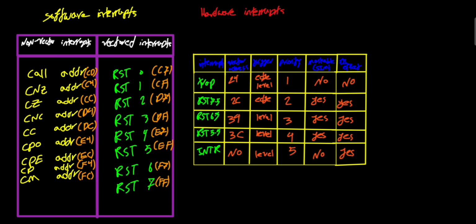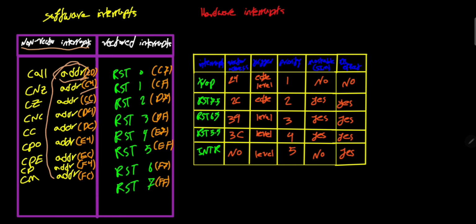Now, a better way to categorize them, at least for me, is to say this, that call instructions, these 9 call instructions, are non-vector interrupts, meaning that the address that the CPU would jump to is not implied, it is fed by the programmer. They all have an opcode. All of these non-vector interrupts, they would have an opcode and the address that is fed to the CPU by the programmer. And then you say vector interrupts, meaning the opcode itself.